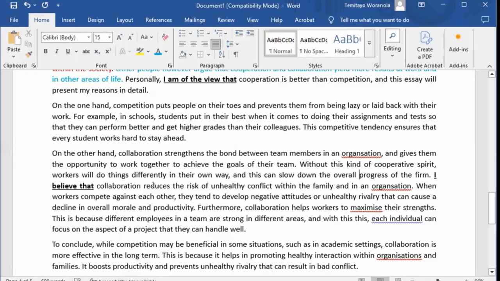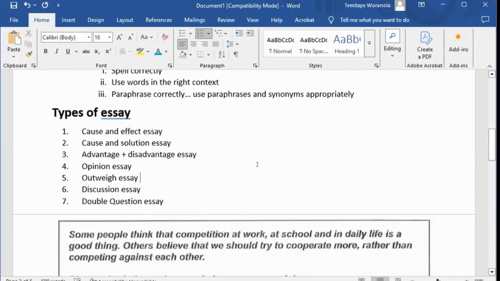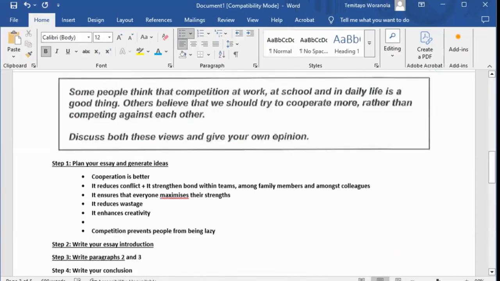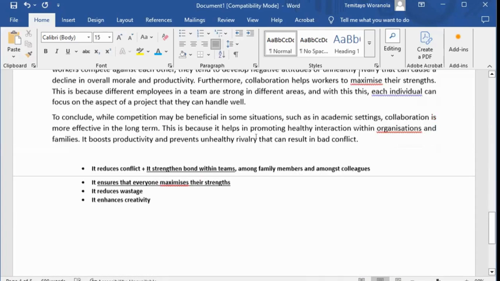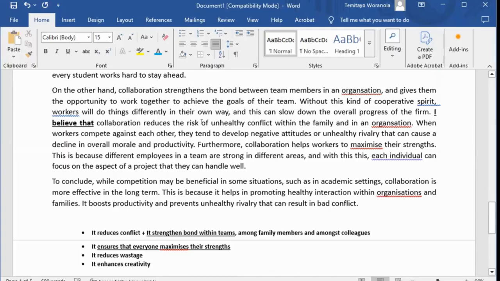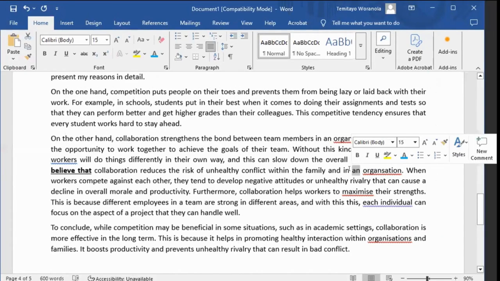I believe that collaboration reduces the risk. So now I'm presenting my opinion. The question says what? Give your own opinion. You can see it here. So now I'm giving my opinion in paragraph 3. I believe that collaboration reduces the risk of unhealthy conflicts within the family and in organizations.